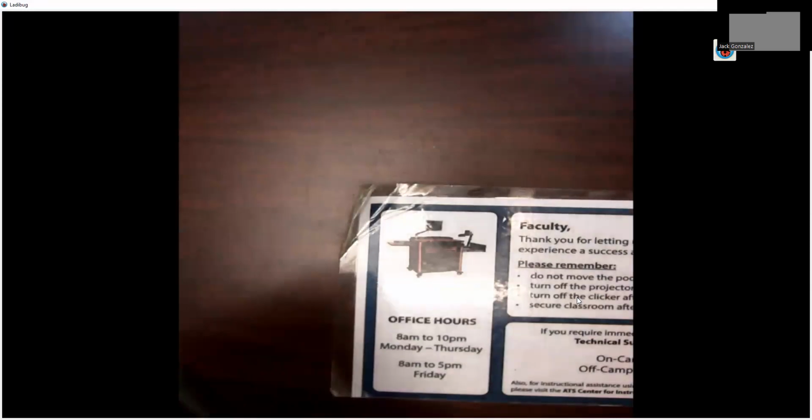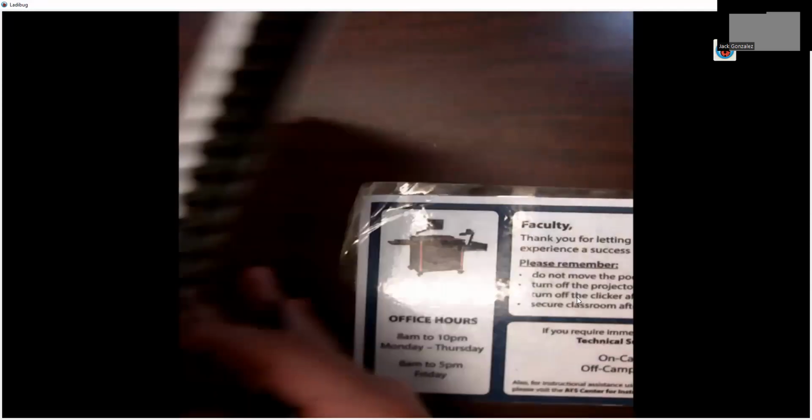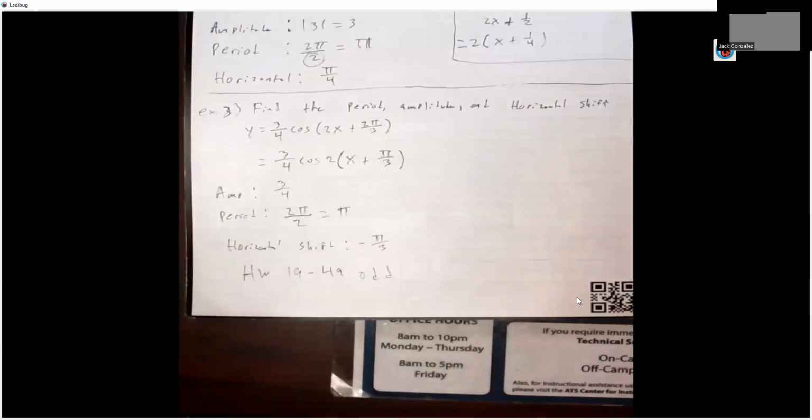That's 5-4. This is 5-3. Any questions on 5-3? You guys cool on this page? I'll move on to 5-4. It's going to be super short, and I'm going to leave the rest of the time for questions on 5-1. It was 19 through 49.